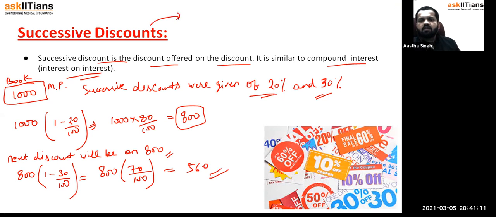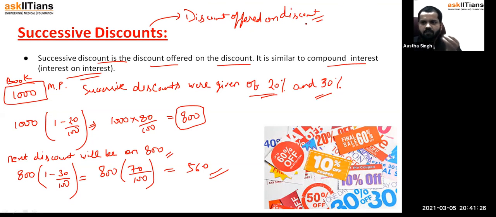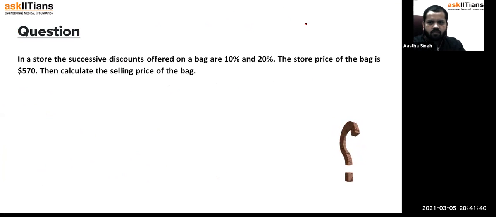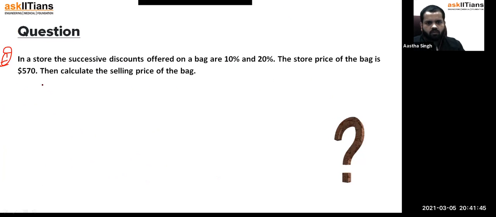Successive discount is discount offered on discount. Like what compound interest is? Compound interest is interest on interest. In the same way, your successive discount is a discount offered on another discount, right? So let us study the formula or do the question, right?